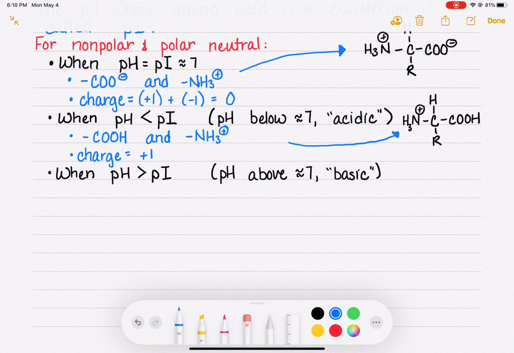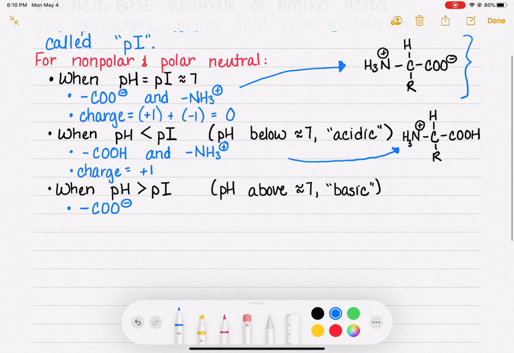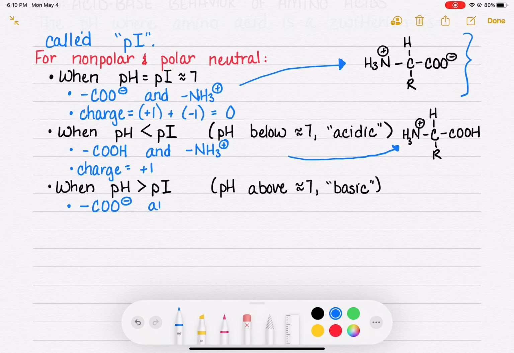And then the last situation, situation number 3, when we're in a basic solution, what happens then? Well, we see in that situation, the acid group is unchanged, so it is COO-, unchanged from the original Zwitter ion, comparing it to that. But this time, the amino group has been affected, so it is now an NH2 with no charge. Let's draw what that structure would look like. So we're going back to the COO-. Now we have an NH2 over here with our R group.